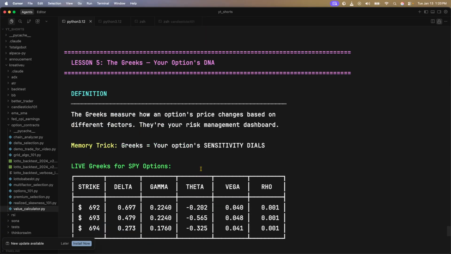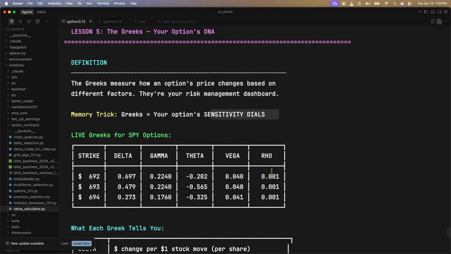All right, now we're going to be going over the Greeks, right? Going over delta, gamma, theta, vega, and rho. So the Greeks measure how an option price changes based on different factors. These are your risk management dashboard. So memory trick, Greeks are your option sensitivity dials. So here's a live look into delta. Delta is going to be the probability of profit, or how much the option contract moves as opposed to a dollar movement. Gamma is going to be how.